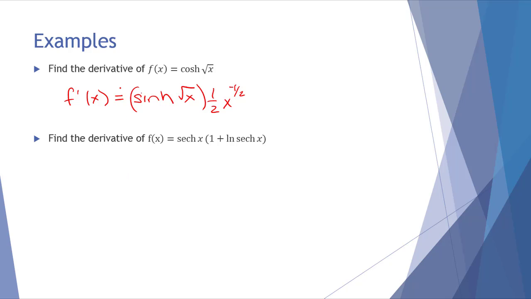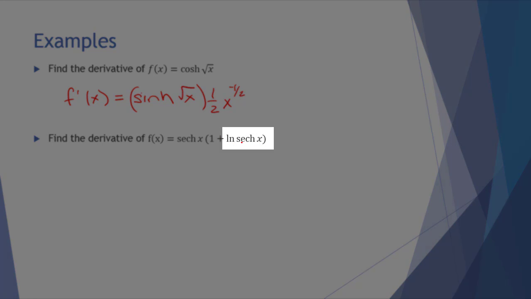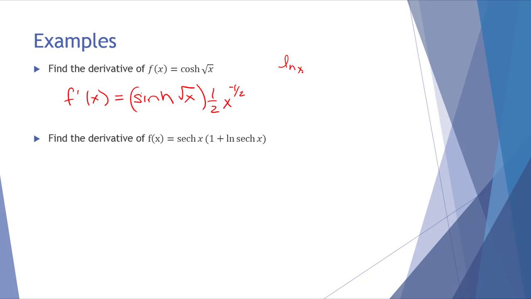If we wanted the derivative of f of x equals hyperbolic secant x times 1 plus the natural log of hyperbolic secant of x, notice these two are not being multiplied. If these were being multiplied, this would say ln x hyperbolic secant x. You'd have an x here. This is multiplication. This is not. Be very careful on the difference.